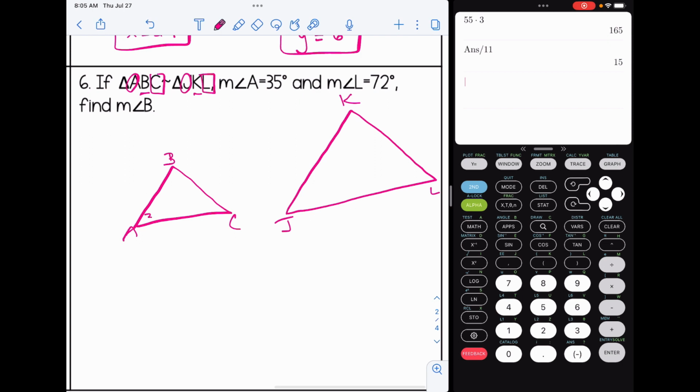All right, if angle A is 35, angle J is 35 as well, because similar triangles have corresponding congruent angles. If L is 72, C is 72, by the same logic. Well, now we know that a triangle has 180 degrees, so I'm going to subtract from 180, 35 and 72, and I get that my missing angle, the measure of angle B, is 73 degrees.